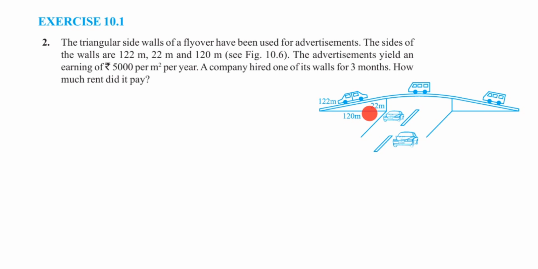To find the area, we'll use Heron's formula. Now to find the area, first we have to find the semi-perimeter, which is the S value. Now semi-perimeter means half of the perimeter. So here three sides are given. Let's take A as 122 meters and B value, we take it as 22 meters and C value, let's take it as 120 meters.